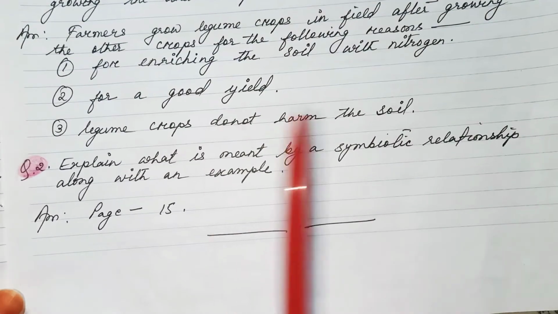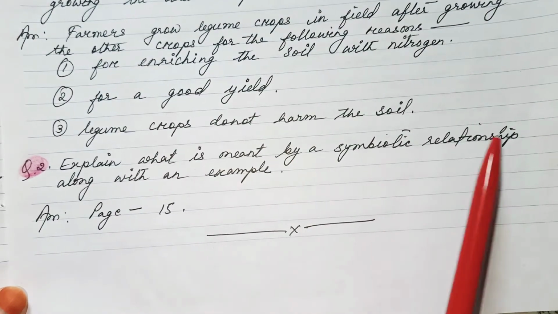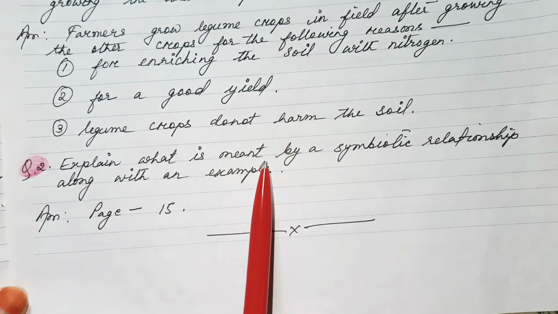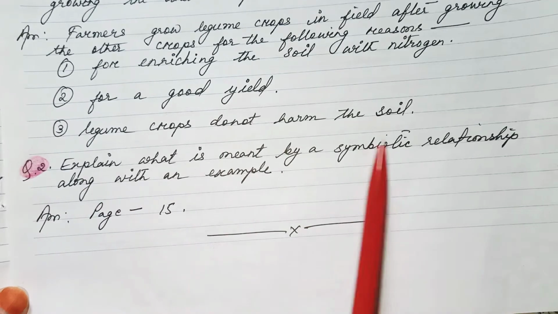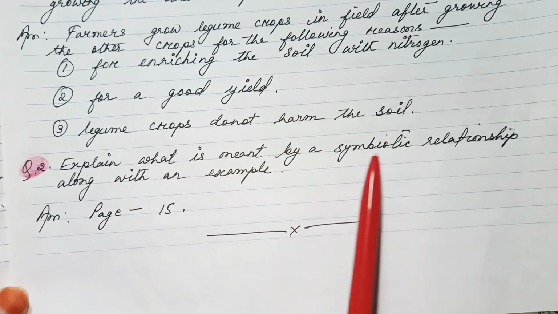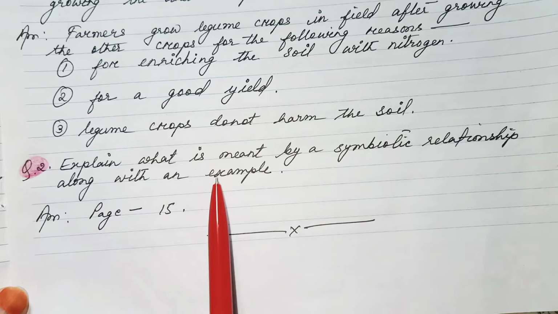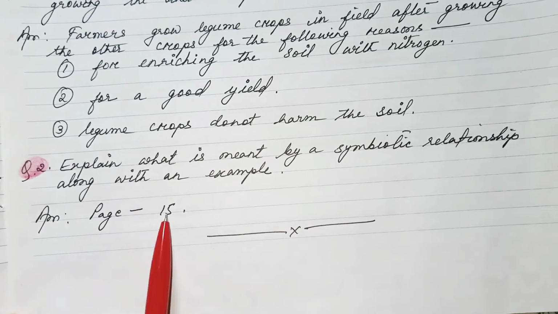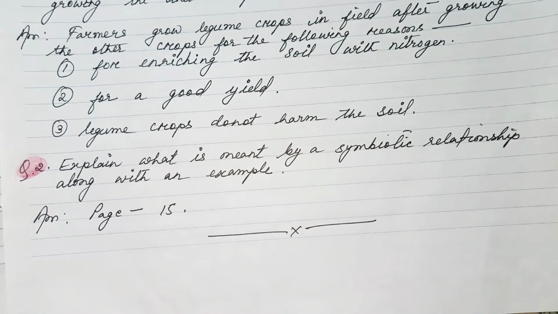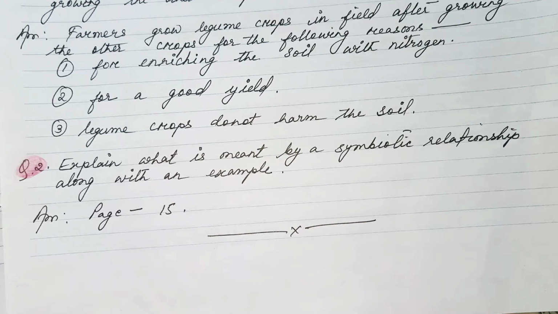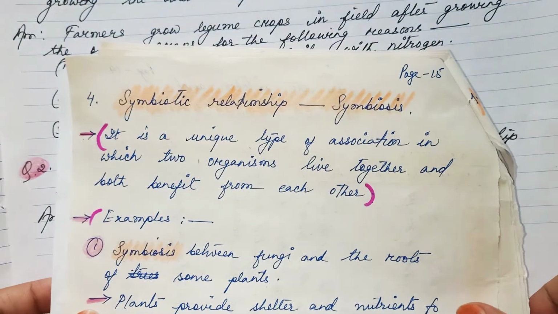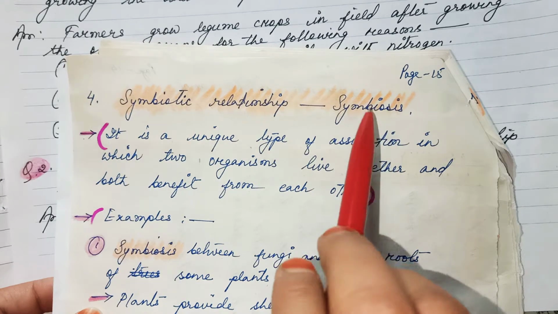Then in question number 2, explain what is meant by symbiotic relationship along with an example. So here they are asking you to explain any symbiotic relationship along with an example. This answer is on page number 15. This is page number 15, symbiotic relationship, symbiosis.